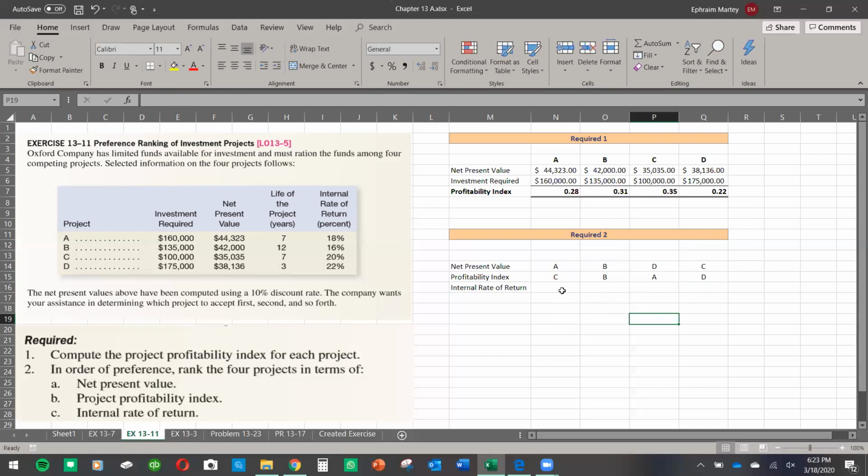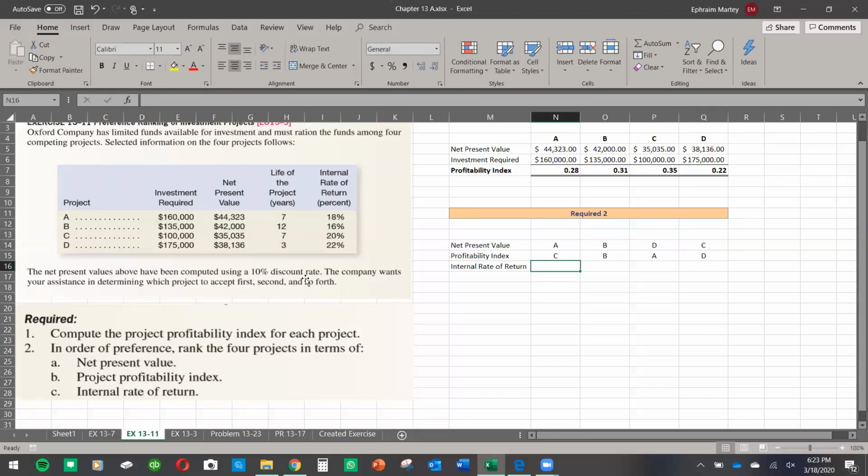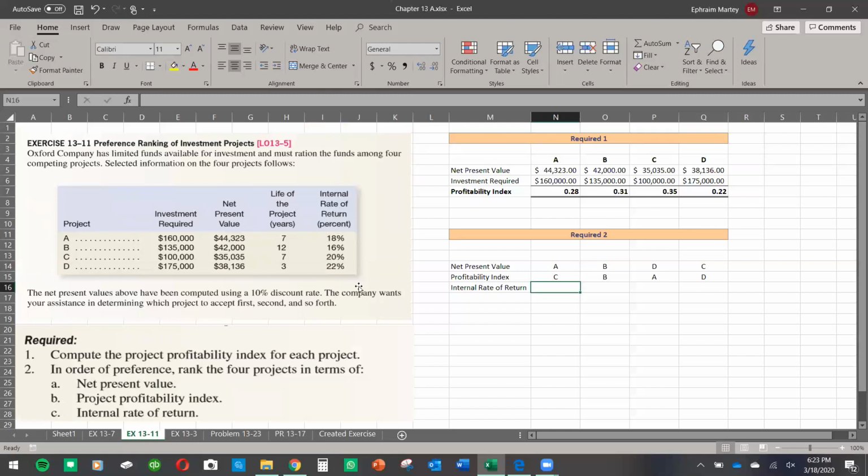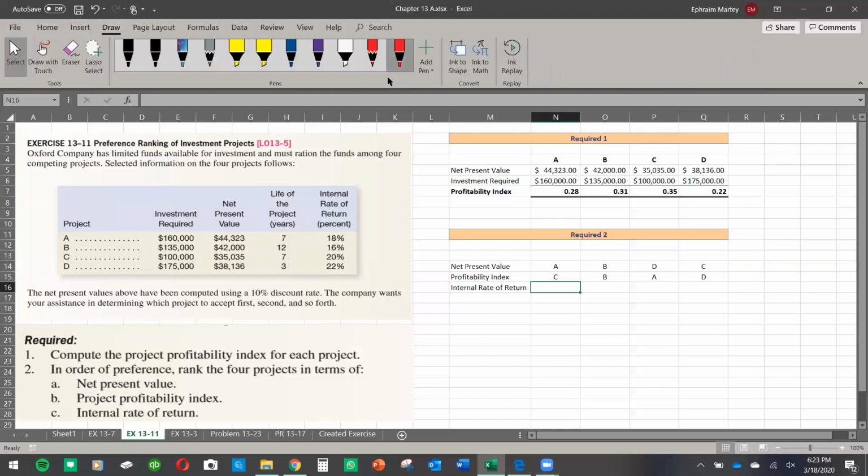And then we have internal rate of return. Which one is higher? We have the internal rate of return here. Fortunately, we have been given all these numbers, so there's no need to even think. We just look at them and we rate them. It's like being a teacher and marking student grades. You don't think, you just give them the answers. So let's see. Which one is the highest? We have 22%, that is D. So D is the highest.